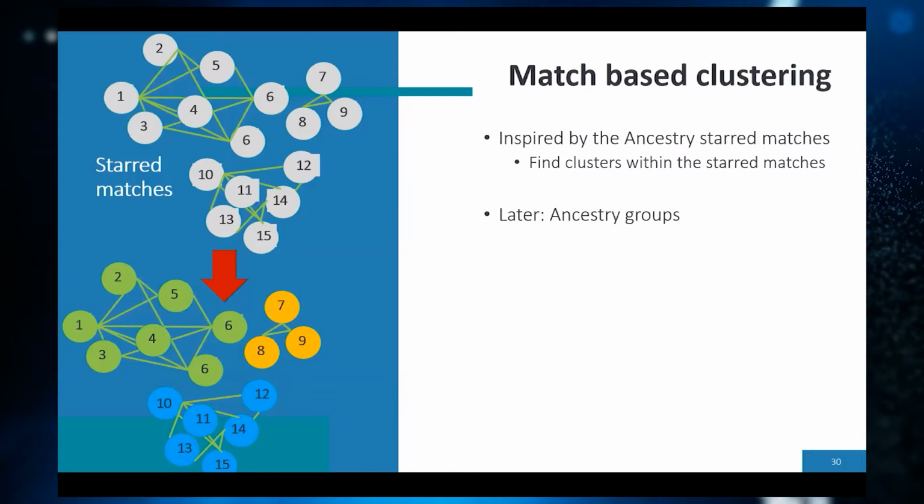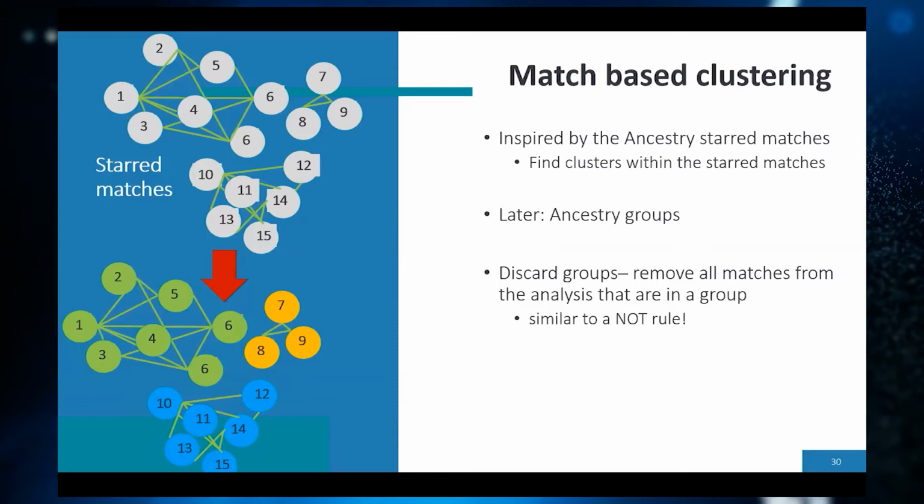The cool thing was that we also implemented some options to discard groups, so you could remove matches from the analysis that are in the group. So basically a not rule. If you put your mom or your dad in a certain group, you could tell the tool to discard everybody in that group and it would remove that person. That made it very interesting. I will come back to this group feature later, but I will show you how we implemented something similar for FamilyTreeDNA and 23andMe.